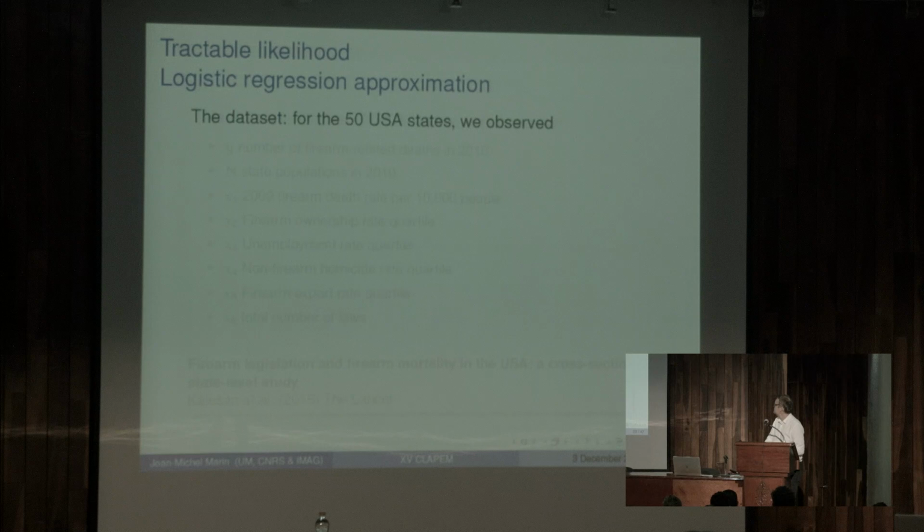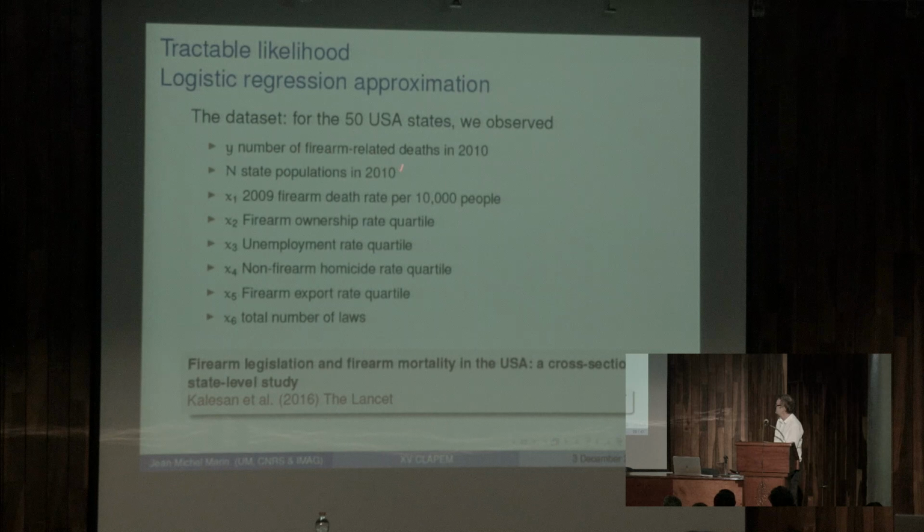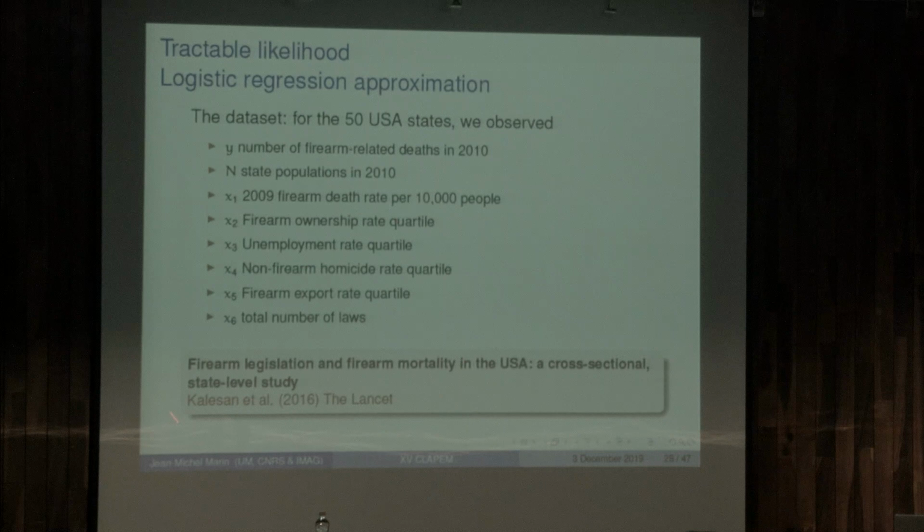And we apply this to a real data set. The data set is for the 50 US states. We observed the number of firearm-related deaths in 2010, the state population, and some covariates associated to the model. So you try to explain this number of firearm-related deaths with these covariates. This is a study which has been published in the Lancet.